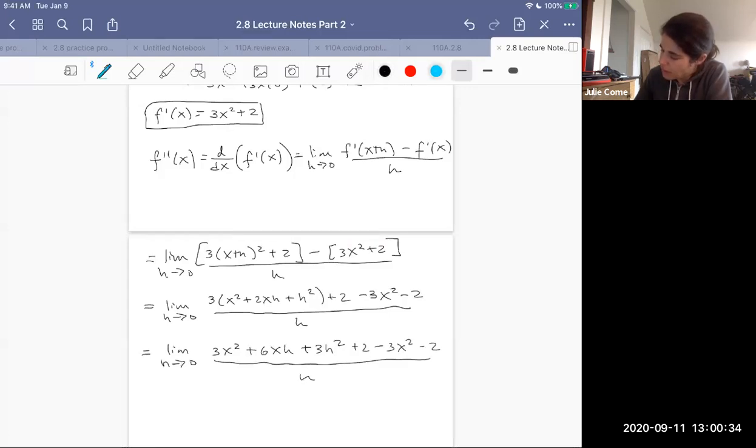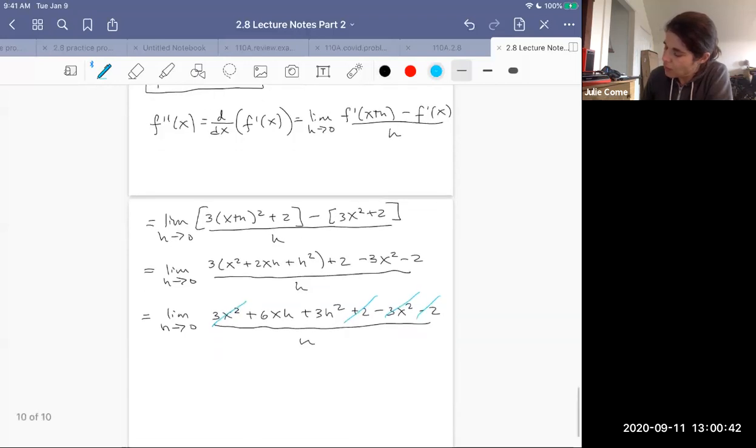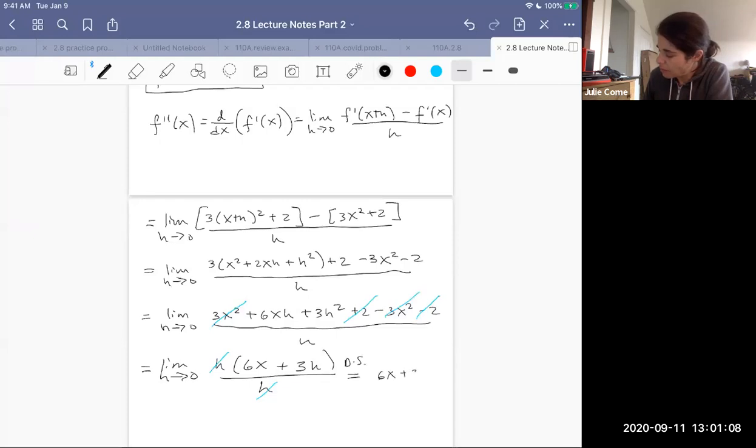All right, now we can get rid of stuff. We've got a positive 3x squared and a negative 3x squared. We've got a positive 2 and a negative 2. And from here, I can see that I can again factor an h out of the remaining terms in the numerator, leaving me with 6x plus 3h. This is all over h, and now those two h's can be canceled. And I can now, by direct substitution, evaluate this limit. I'm going to have 6x plus 3 times 0, which is just 6x.